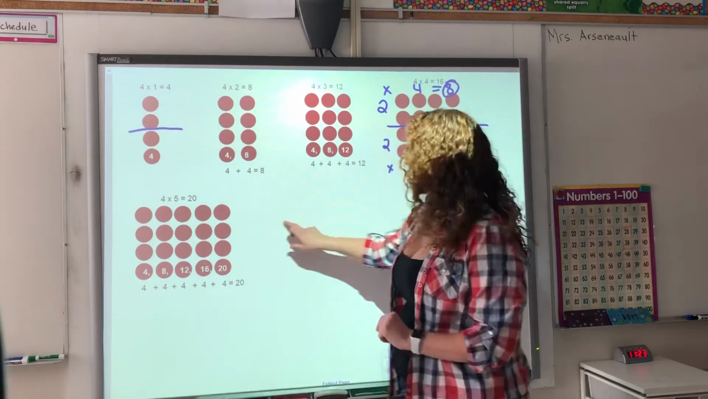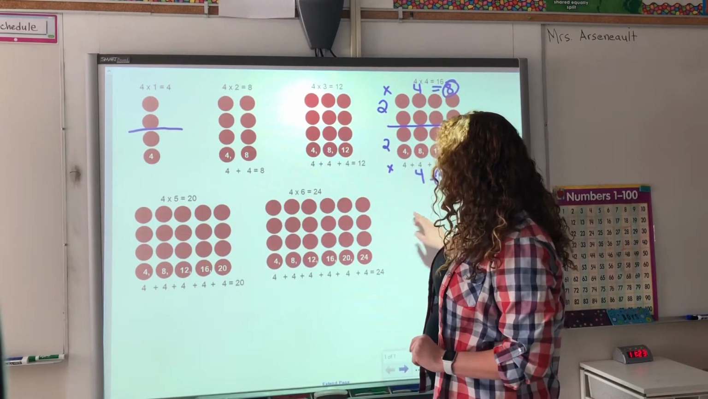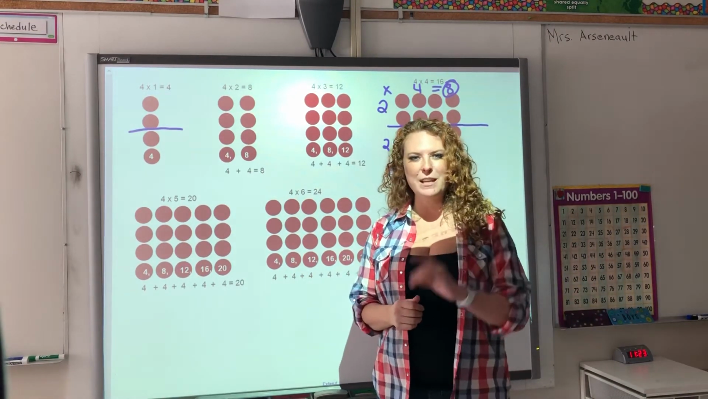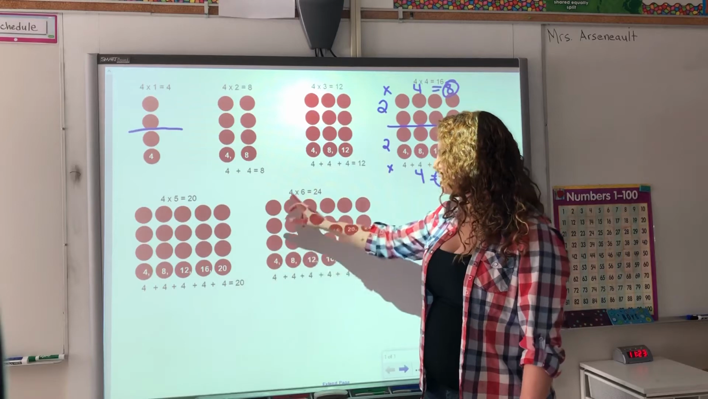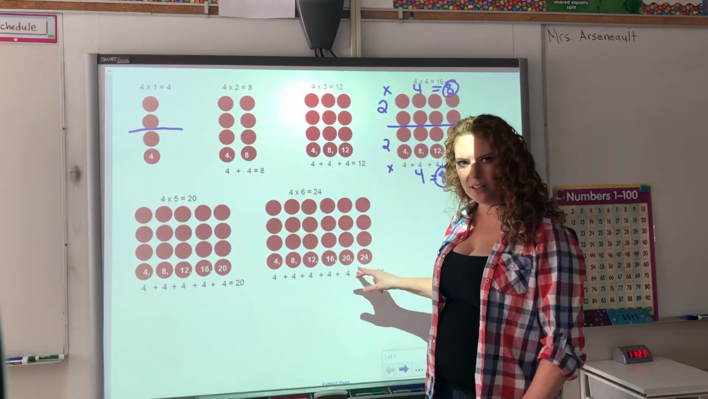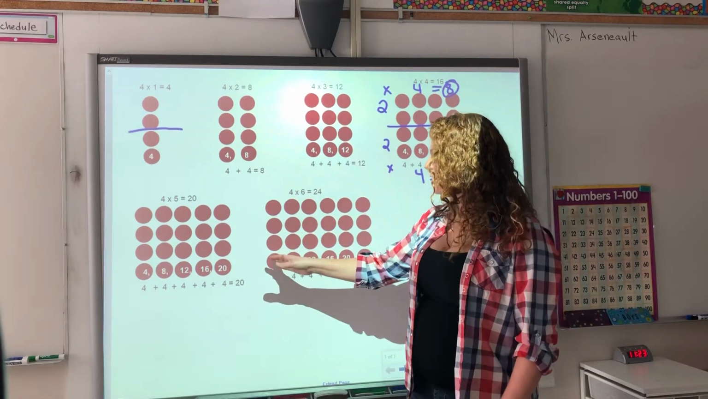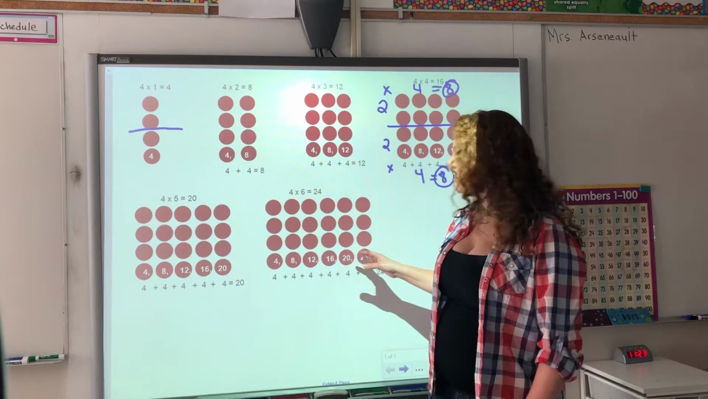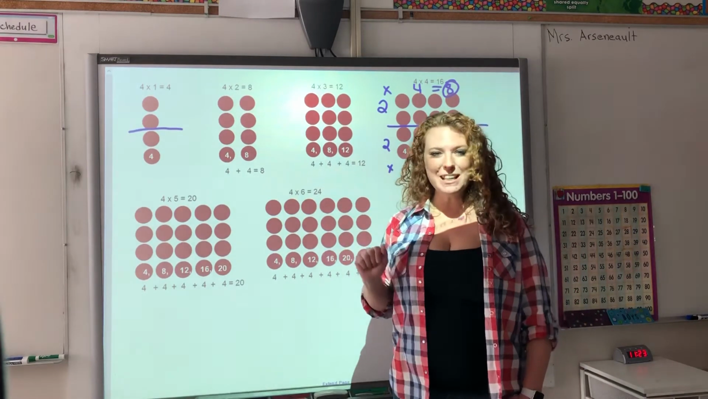Here's some bigger numbers. I have now added another group of 4 to make 6 groups of 4. 4 times 6. Let's see, 4 plus 4 plus 4 plus 4 plus 4 plus 4 more. Or I can skip count. 4, 8, 12, 16, 20, 24. 4 times 6 is 24.